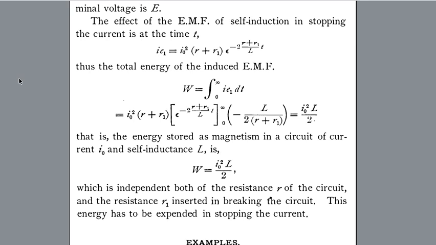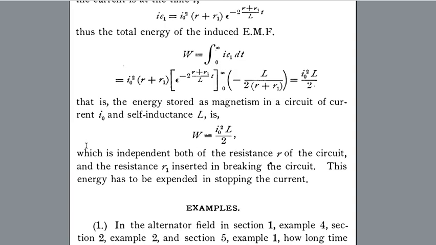Thus, the total energy of the induced electromotive force is W equals the integral from 0 to infinity of I times EI with respect to t, which becomes W equals I0 squared times (R plus R1) multiplied by the expression e to the power of negative 2 times (R plus R1) times t divided by L, evaluated between 0 and infinity, multiplied by negative L divided by 2 times (R plus R1). Evaluating the integral, W equals I0 squared times L divided by 2, which is the energy stored as magnetism in a circuit of current I0 and self-inductance L.